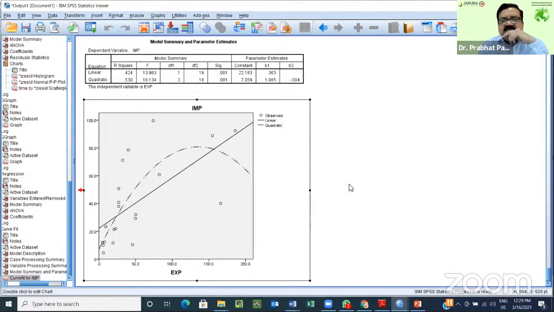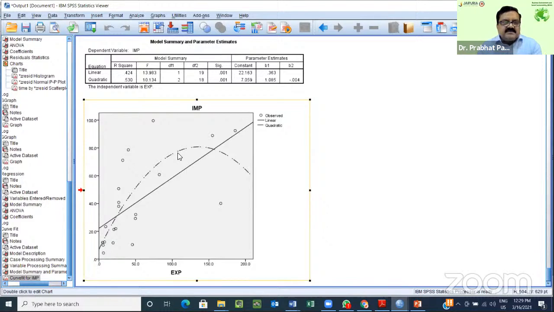Here, if you look at the graph, the quadratic graph is actually moving up, reaching the peak, and then coming down. So it's showing the upper turning point. By using quadratic here, in this case, we got the upper turning point. But if you take the cost data of any company and try to fit the quadratic equation, you will get a lower turning point, because the average cost, not the total cost, will keep on declining, reach the bottom at some point of time, and then start increasing.